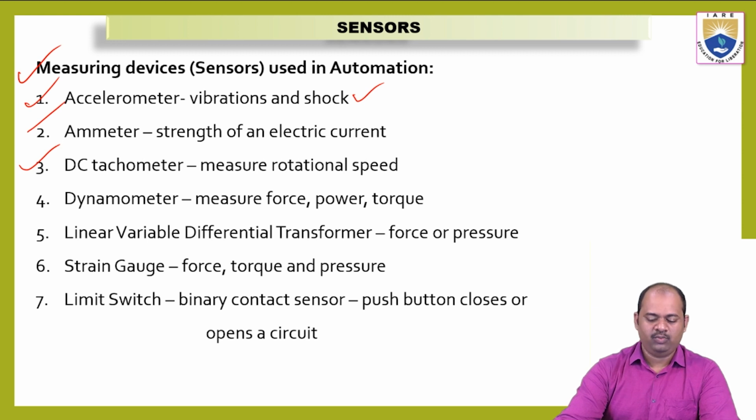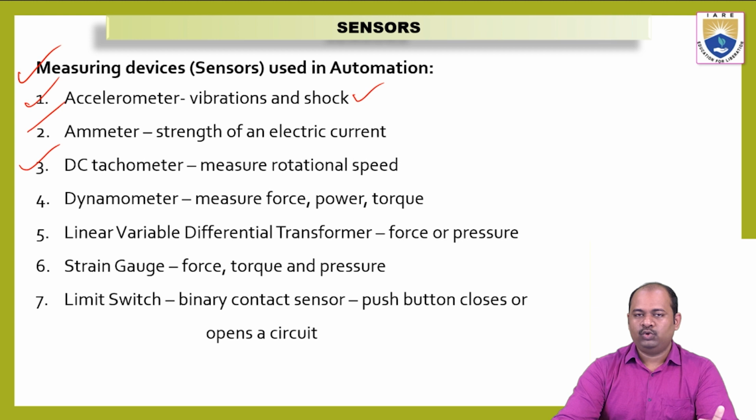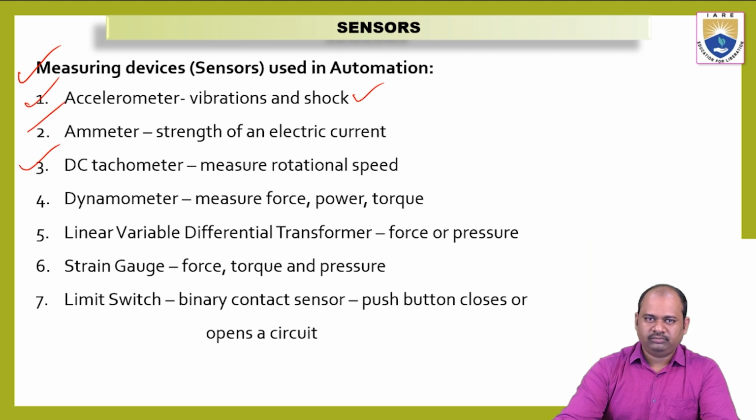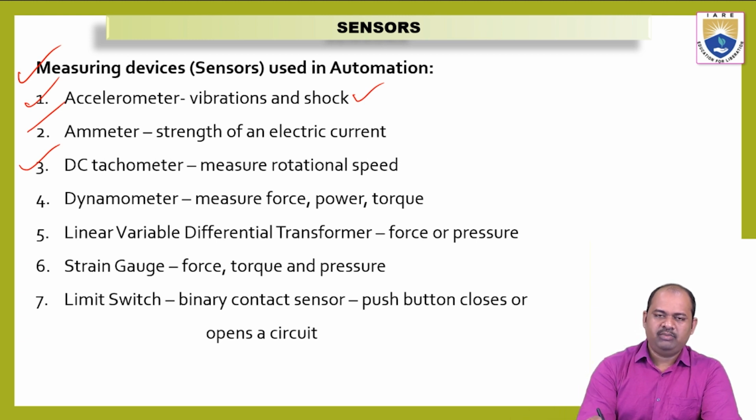Now see, the tachometer is a device which will measure the rotational speed. So this rotational speed will be measured with the help of a tachometer. It can use some kind of light, infrared light, and this light can be used to detect the speed of the rotating body.